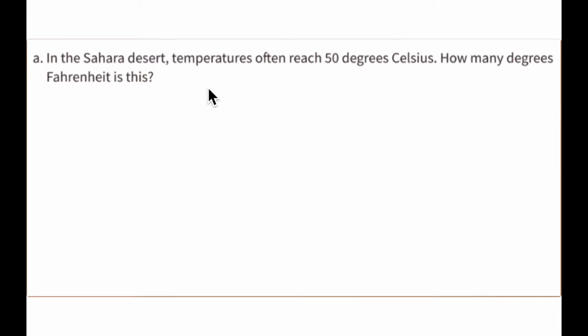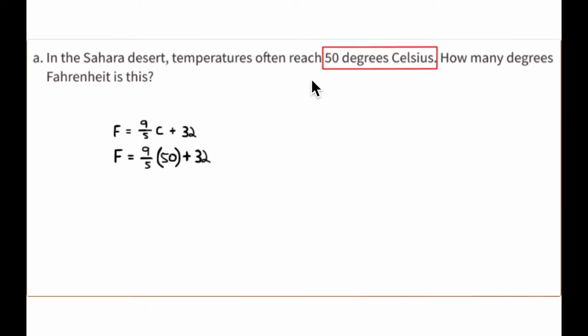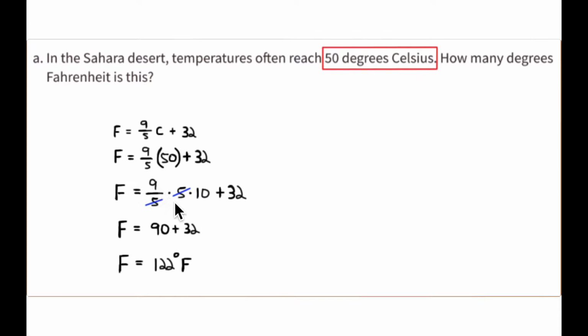So let's go through the algebra. Again, you're given degrees Celsius, so you're going to use this formula written in terms of degrees Celsius. So now it's 9/5 times that 50 degrees, so it's going to get larger. So 9/5 times 5 times 10, or 50. You can factor out the 5s. You're left with 9 times 10 is 90, and you add that 32 there, and you get 122 degrees Fahrenheit.